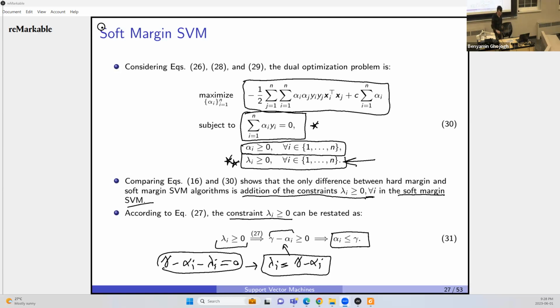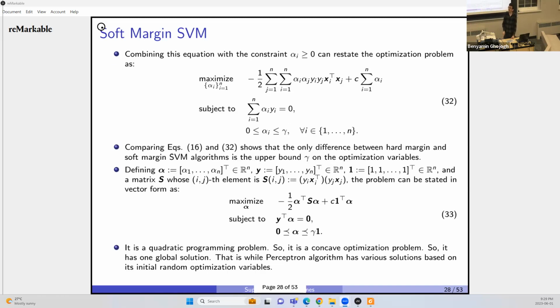The first set of constraints, alpha i greater than or equal to zero, are lower bounds on alpha i. This constraint, which we restated, is an upper bound on alpha i. One says alpha i should be greater than or equal to zero. The other says alpha i should be less than or equal to gamma. So we found a range on alpha i, and we can combine those two constraints: alpha i is greater than or equal to zero and less than or equal to gamma, for all i from one to n.